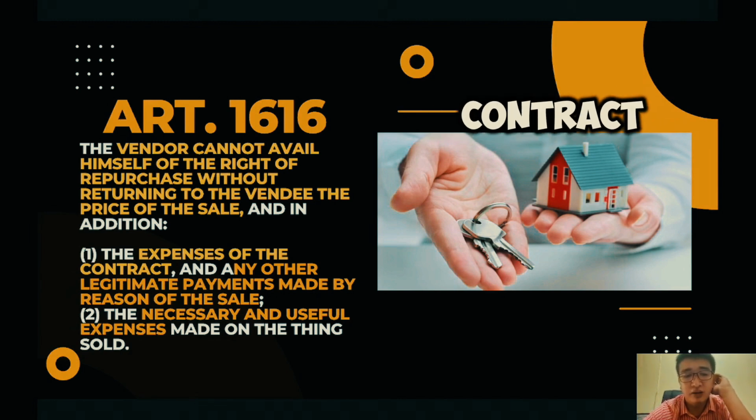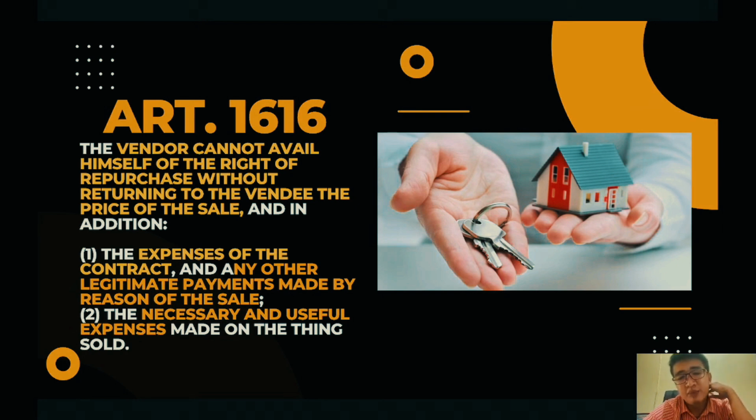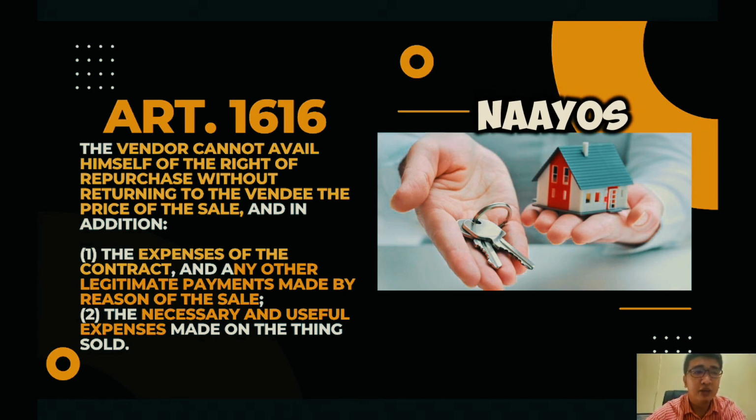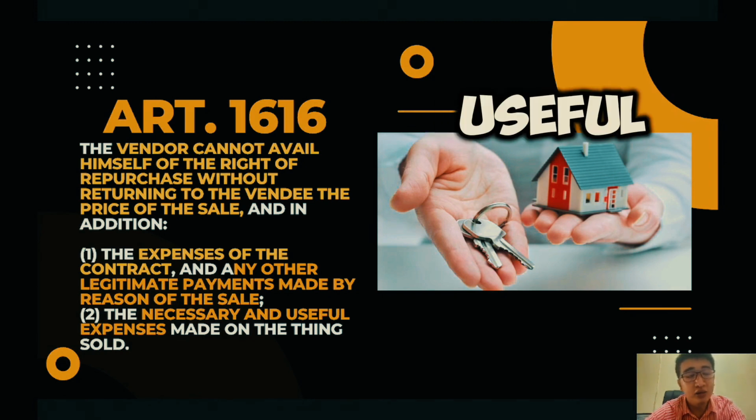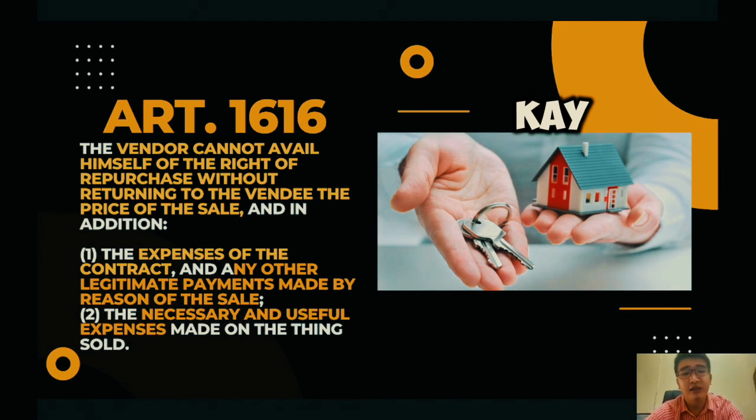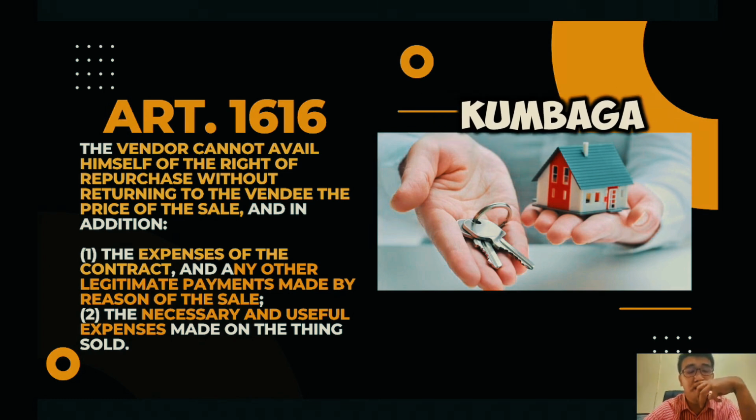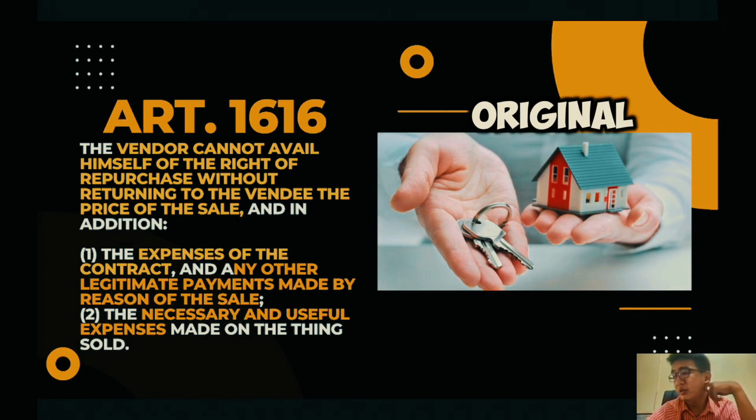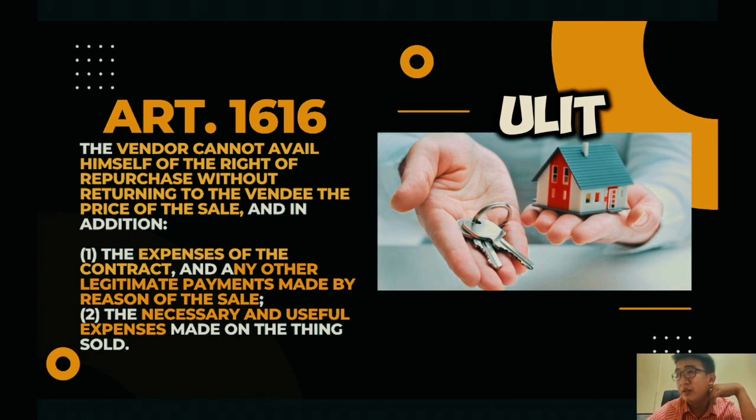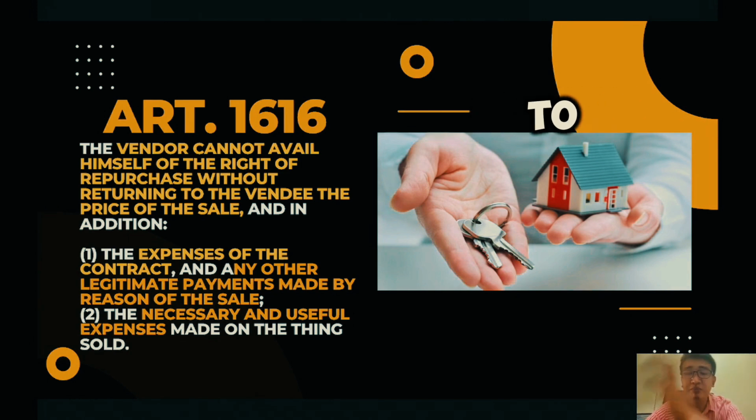The expenses of the contract and any other payments made by reason of the sale and the necessary and useful expenses made on the thing. Di ba? Nung binenta mo siya, medyo hindi maganda yung lupa, pero nung bibilhin mo na siya ulit, naayos na, napaganda na yung lupa, all the necessary and useful expenses, babayaran mo din kay buyer. Kasi nga bibilhin mo na yung lupa. Kumbaga nag-improve yung lupa from its original state nung binenta mo, nung bibilhin mo na ulit, ang ganda na, you have to pay that also. Hindi lang yung price. Okay?